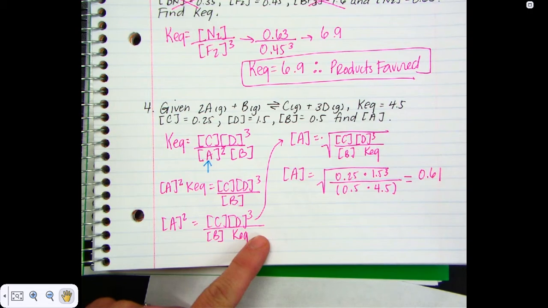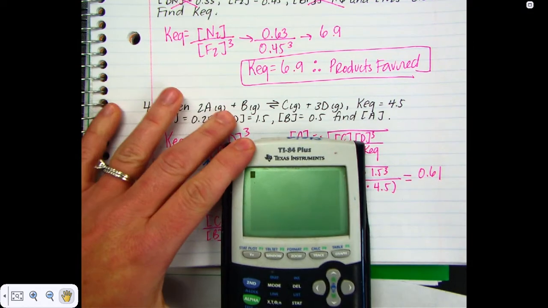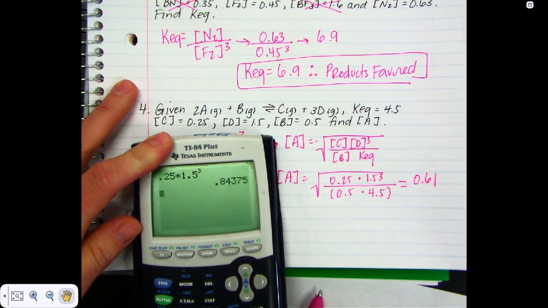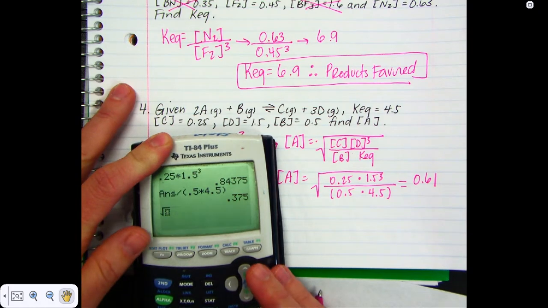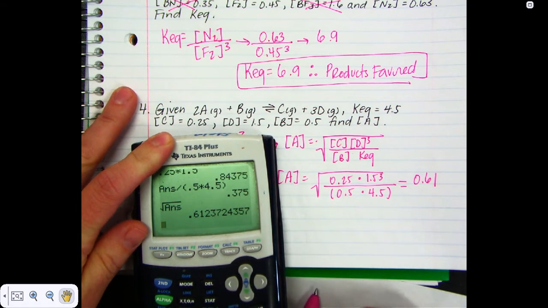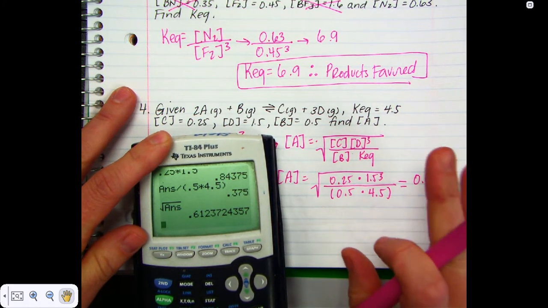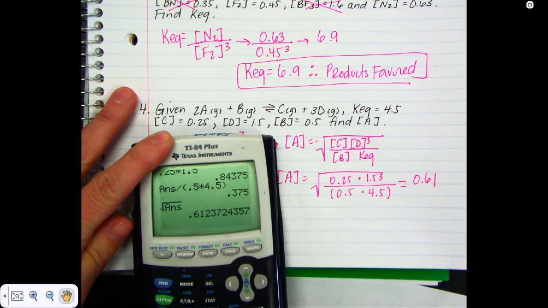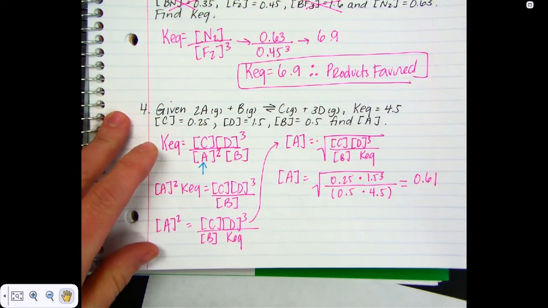All right, so let's look at one way to do that. Hopefully there's not a glare up here. So 0.25 times 1.5 cubed divided by 0.5 times 4.5, and then square root all that. Please let this be right. Oh, good. There we go. All right. So that's how I personally would do it. It is up to you. It is personal preference. But you don't want to do beautiful work on your paper and then mess it up in your calculator.